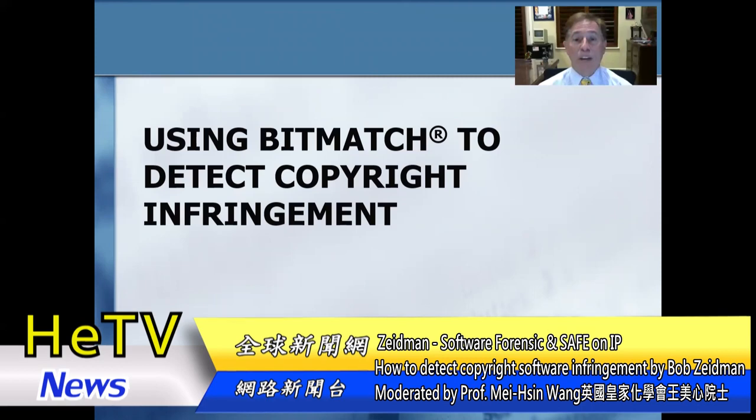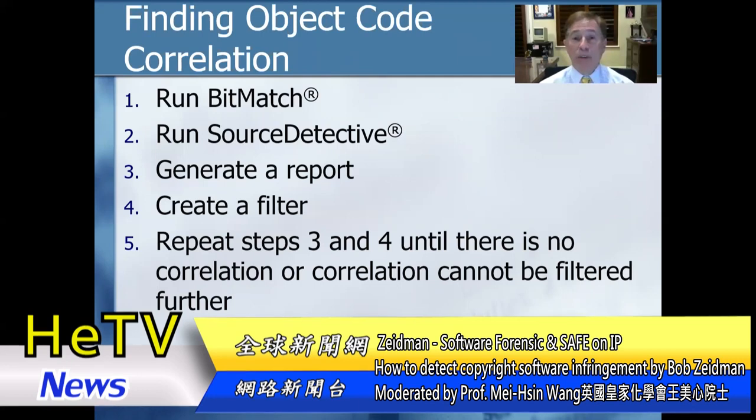Now I'll discuss further how to use bitmatch to detect copyright infringement. The process for using bitmatch to find copyright infringement is identical to the one for using CodeMatch. You first run bitmatch. You then run source detective to find the elements that were matched according to bitmatch, and source detective will determine whether those can be found and are common on the internet. You generate a report to review the results.